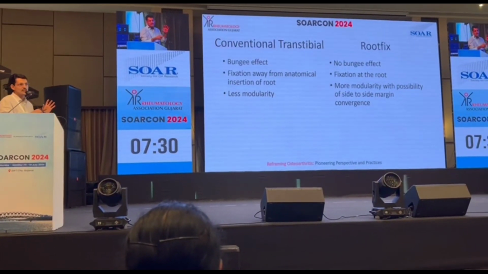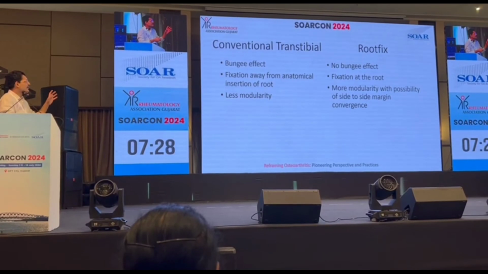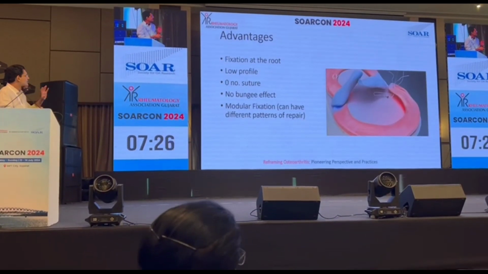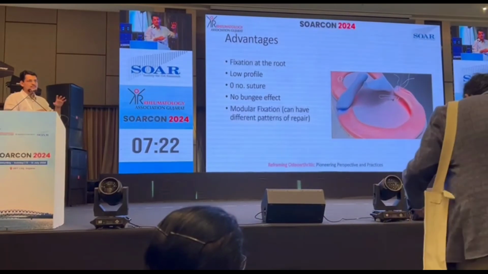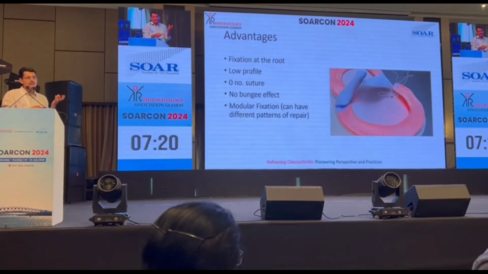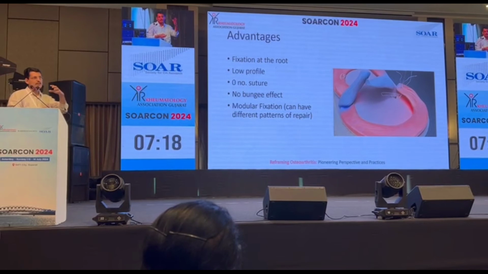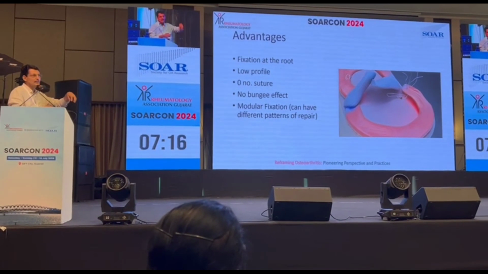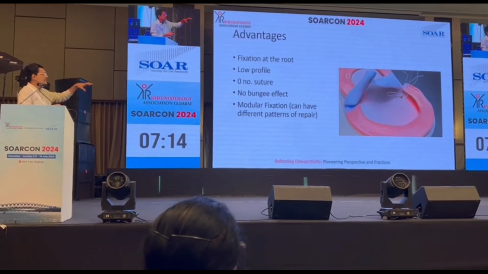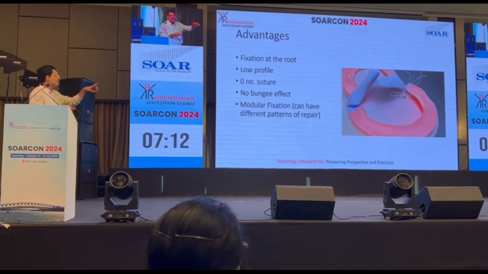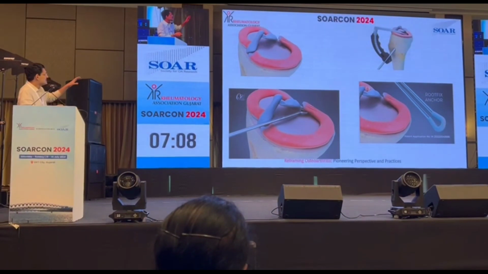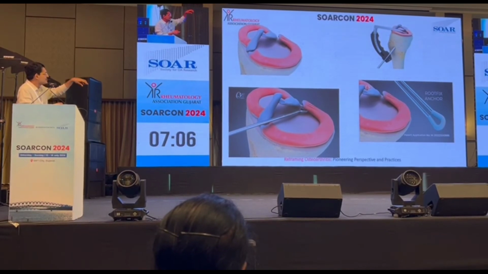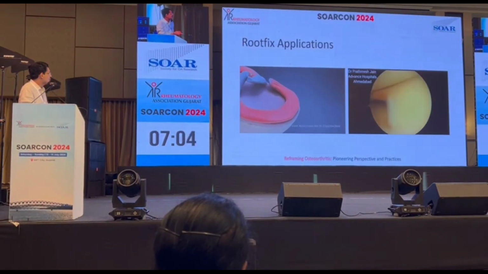So there are two techniques of fixation, a transtibial technique and a root fix technique. I'll be just focusing on this particular technique. This is called the root fix technique. Because the meniscus is torn from the tibia, we put an anchor on the tibia and we repair the meniscus onto the tibia with the help of this device, and this is called a root fix device. This is a patented device and we fix it onto its place. So this is how it works.